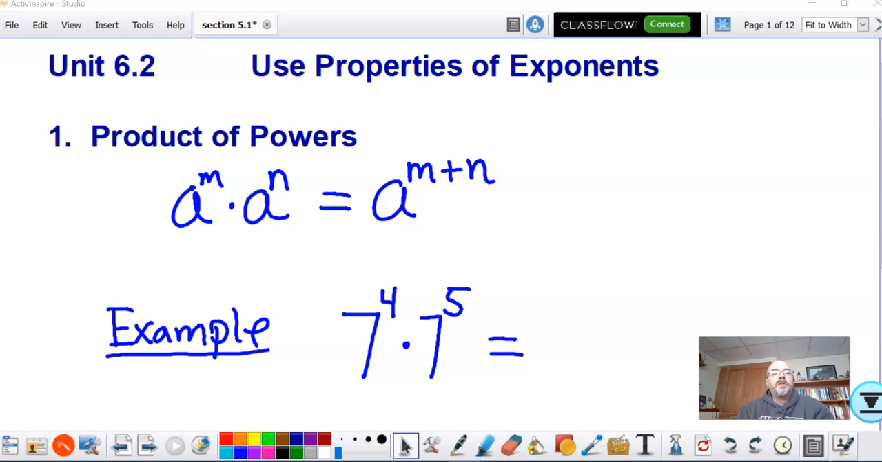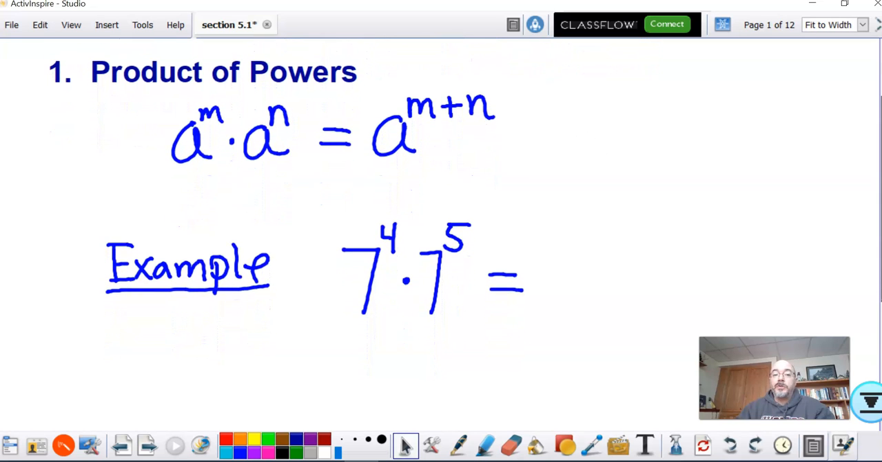We are on Unit 6.2. We're going to use properties of exponents. So we need to go through all the different properties. All right. The first one that we see here, ladies and gentlemen, is the product of powers.